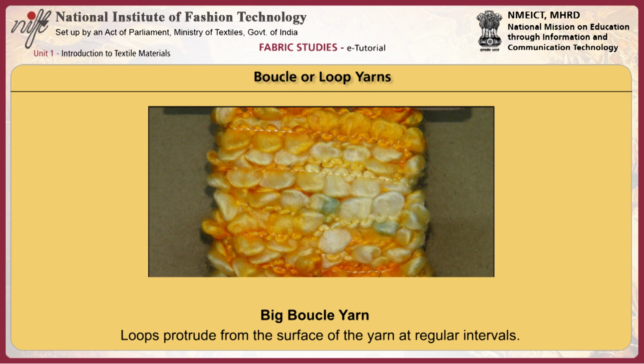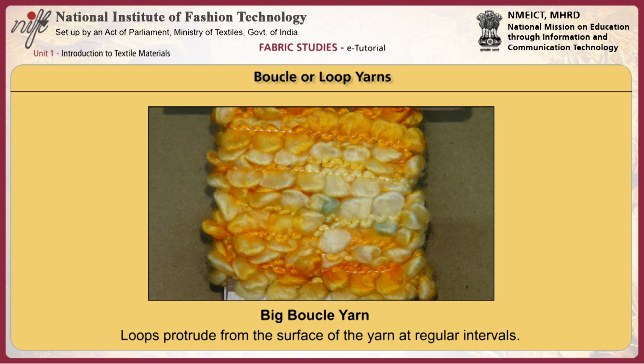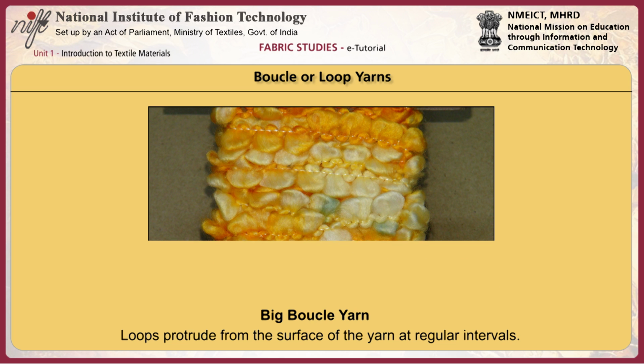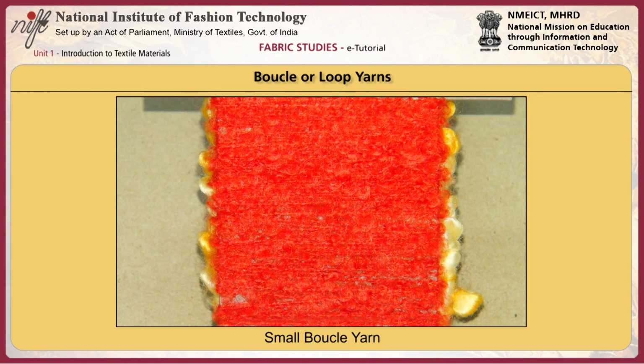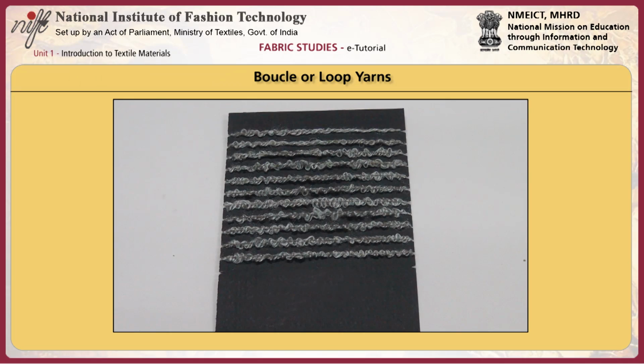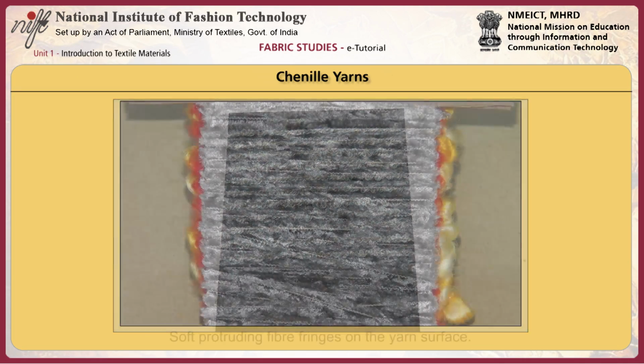Bocal or loop yarn has loops protruding from the surface of the yarn at regular intervals. Fabrics made of bocal yarn create a loop pile effect. This is a small bocal yarn. This is another example of bocal yarn.